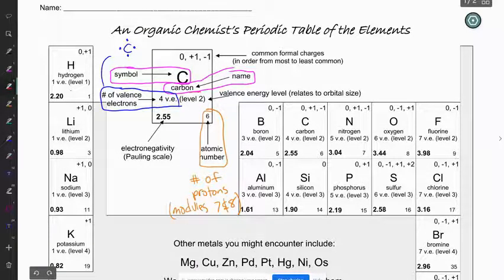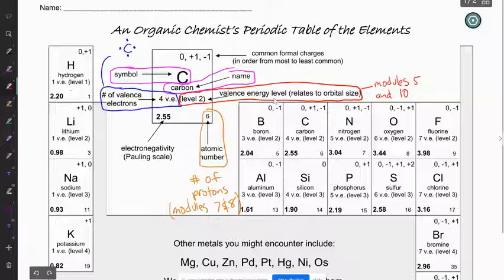Similar to number of valence electrons, I do give you the valence energy level. Really, where that's important is in the size of the orbitals. We talk about this in modules 5 and 10. But the bottom line with that is the higher the valence energy level, the bigger the orbitals are going to be. And that plays a role for us when we think about the way atoms bond to each other.